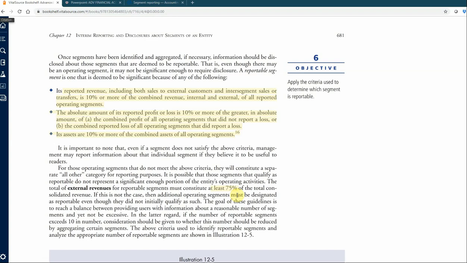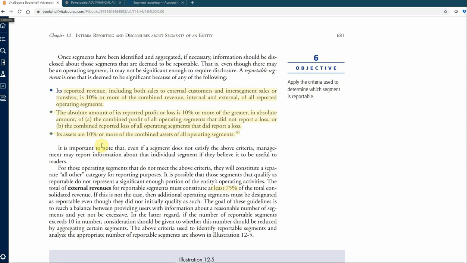let's use the example where we say a segment is a location. And so say we have facilities all over the U.S. And if we follow our rule here for the 10% revenue, 10% profit, 10% assets, maybe it comes out to be we have 12 different segments that we need to report.